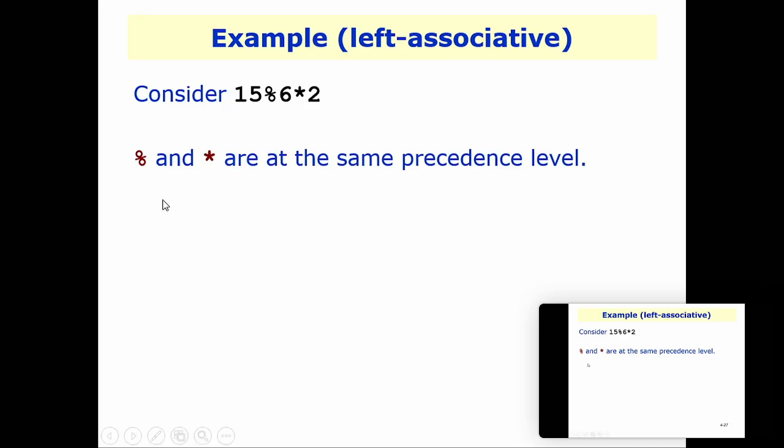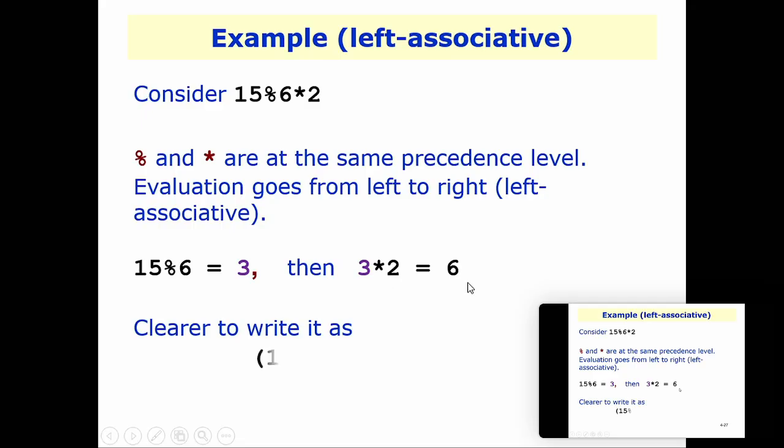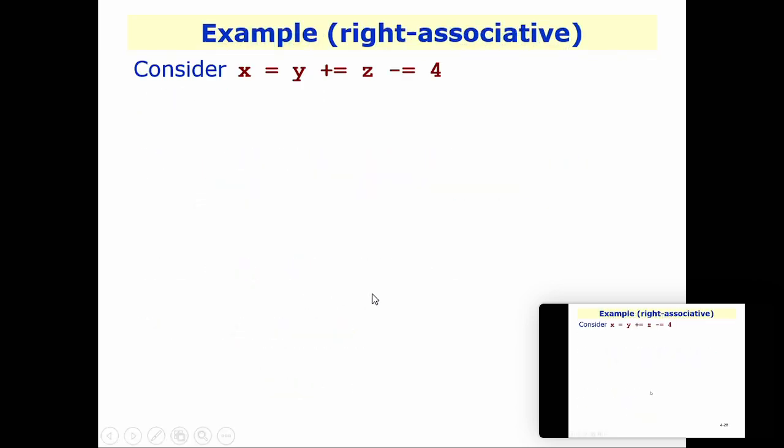Okay, then let me give you an example. Actually, percent and asterisk multiplication have the same precedence level, which means you're going to do this first. 15 % 6. What is the remainder of it? 3, right? Then eventually it becomes 3 times 2. Then it becomes 6. So, to make it clear, yeah, of course you can add this parenthesis. It is also acceptable.